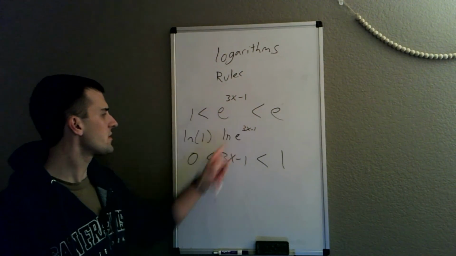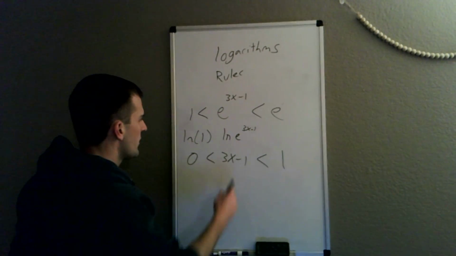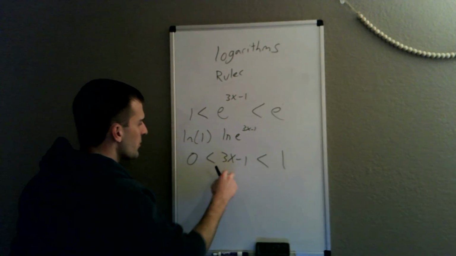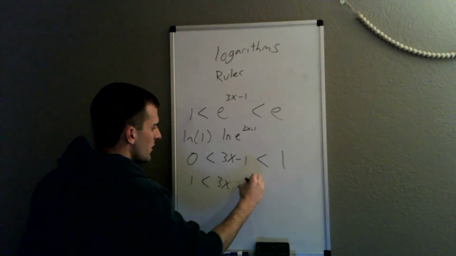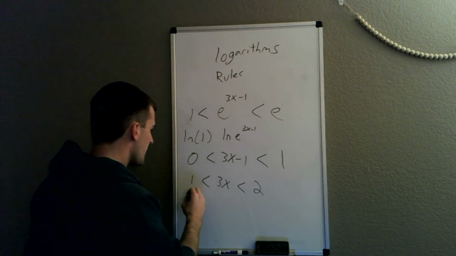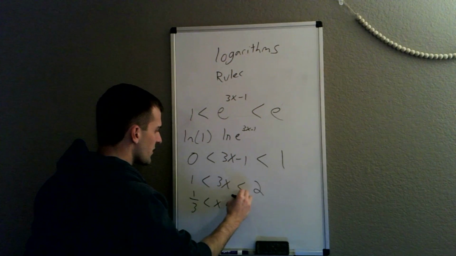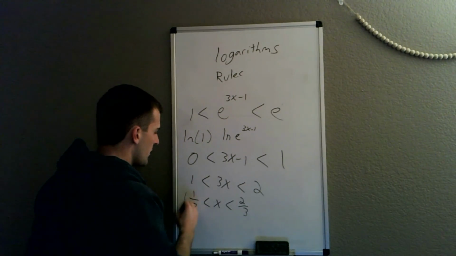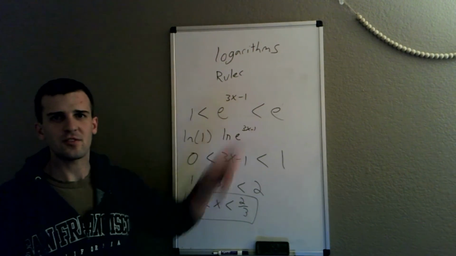So now we've simplified this to 0 is less than 3x minus 1, which is less than 1. So we're going to add 1 to both sides. So 1 is less than 3x, less than 2. Divide every side by 3, and we're left with 1/3 less than x, which is less than 2/3. And that is the range of x values that satisfies this equation.